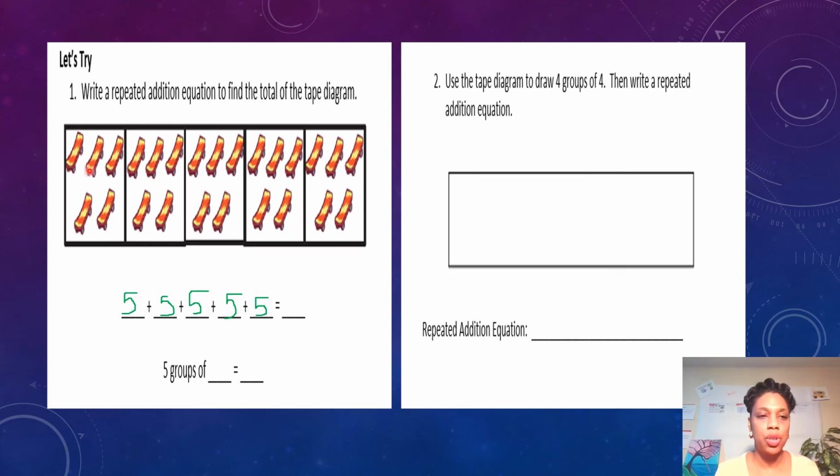All right, let's start counting. Count with me. 1, 2, 3, 4, 5, 6, 7, 8, 9, 10, 11, 12, 13, 14, 15, 16, 17, 18, 19, 20, 21, 22, 23, 24, 25. Oh, wow. So now we know that 5 plus 5 plus 5 plus 5 plus 5 equals 25. So 5 groups of 5 equals 25.